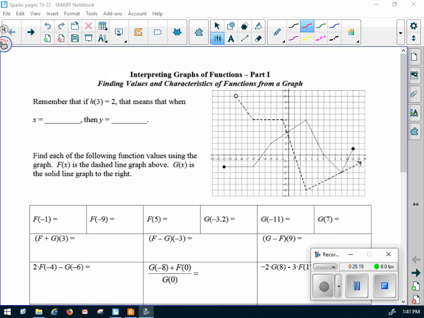My goal is really to do the first page and the very, very top 2 things on the next page. That's all I want to get through today.